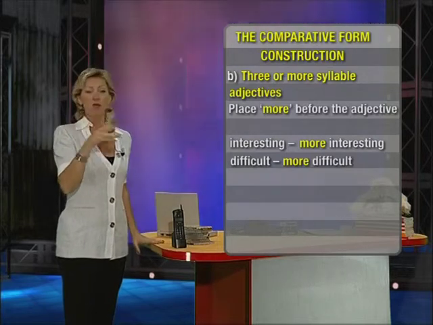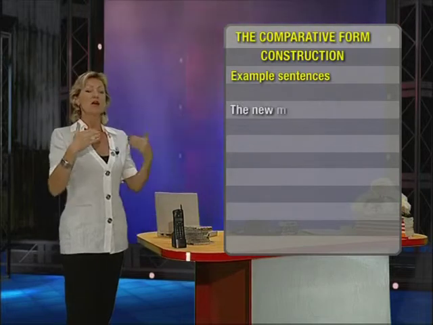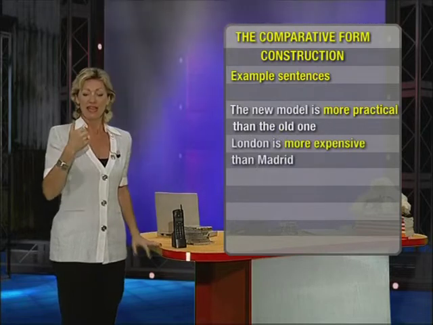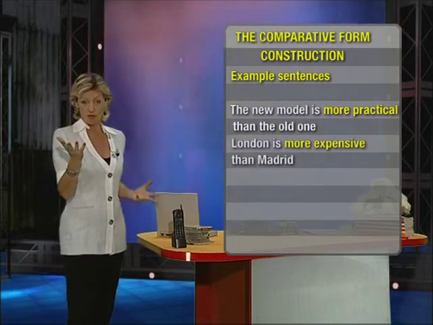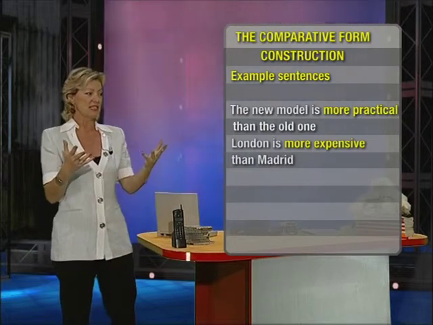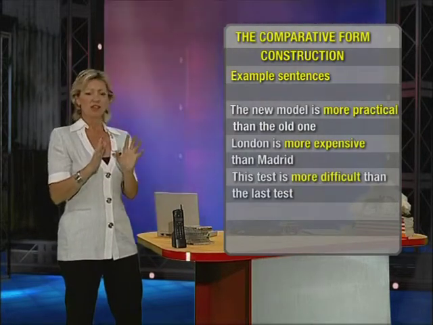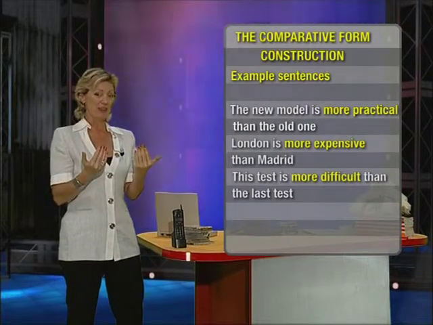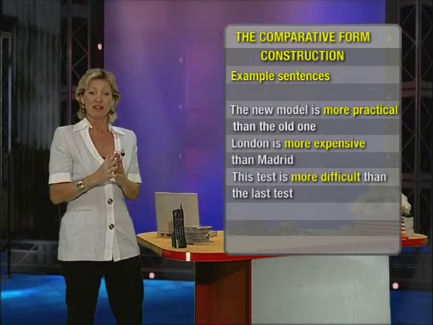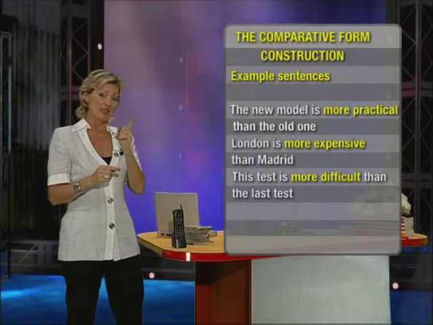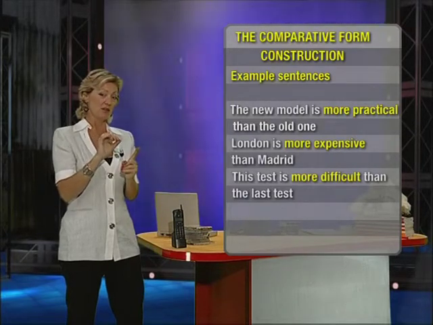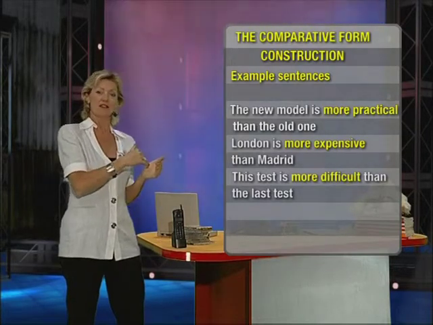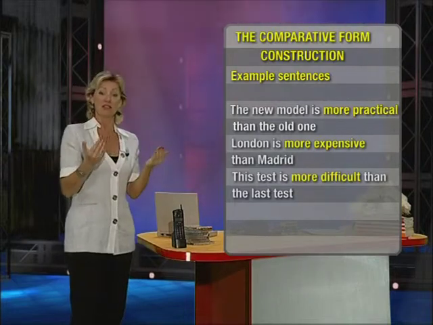Therefore, the example we have next is the new model is more practical. Or London is more expensive than Madrid, for example. This test is more difficult than the last test. So you see, how we formulate the comparative depends on the adjective that we use. If it's a one-syllable adjective, we add ER, cheap, cheaper. If it's 3 syllables or more, we add more in front of the adjective, like more difficult.